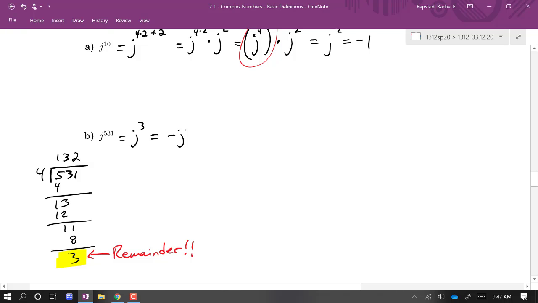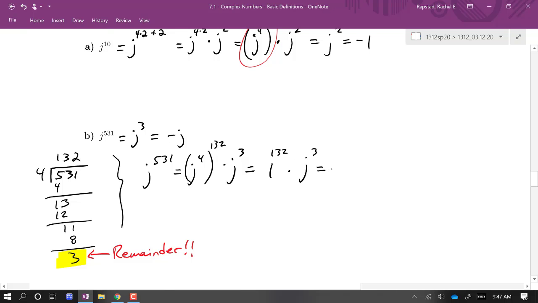If I want to see it out sort of the long way, there it is.